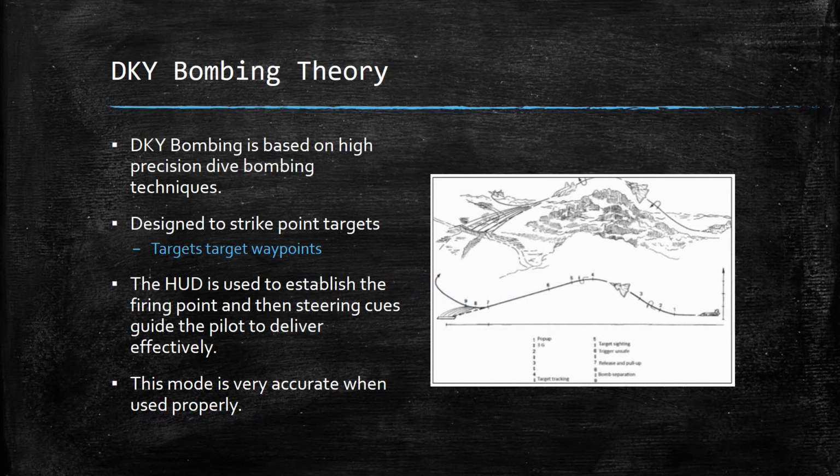DYK bombing theory is based on high-precision dive bombing techniques. It's designed to strike point targets, and it uses target waypoints as the method of defining these. This mode is a lot less on-the-fly user-friendly than level bombing is, because the CK-37 computer is basing its information against the target waypoint. The HUD is used to establish the firing point and then steering cues guide the pilot to deliver efficiently. This mode is very accurate when used properly.